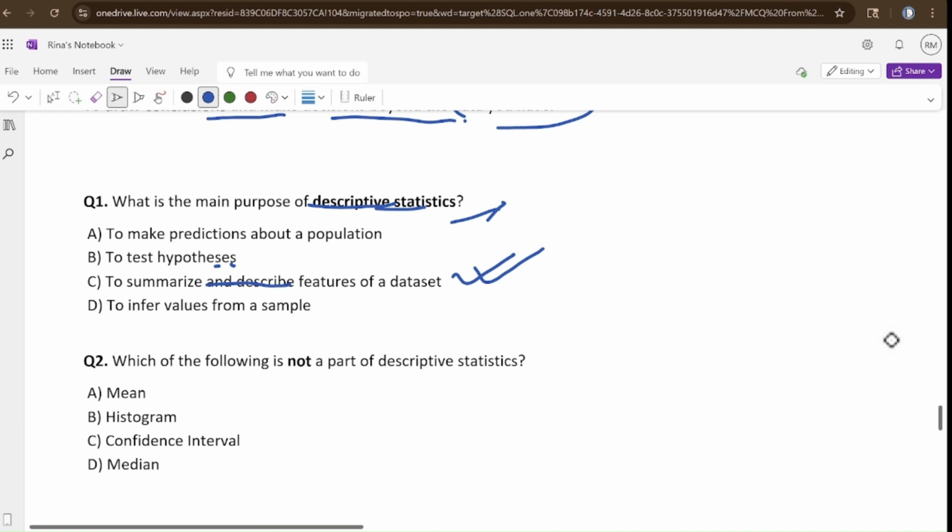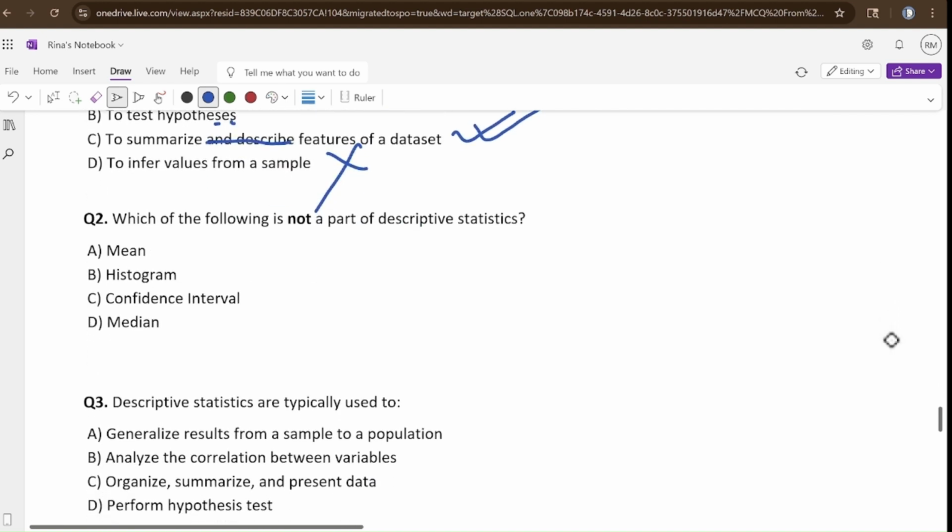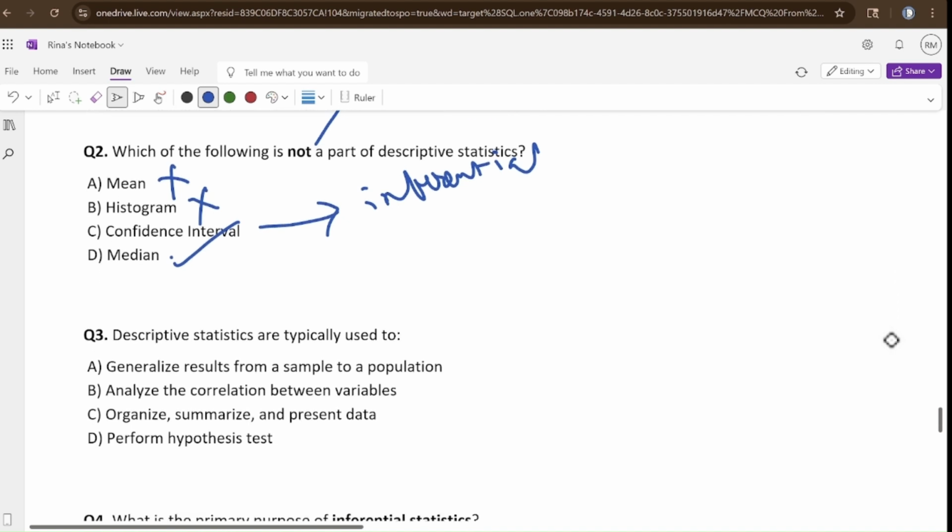To infer values from a sample. No, that is also inferential statistics. Second question. Which of the following is not a part of descriptive statistics? Mean is a part, so it cannot be an answer. Histogram, this is a chart by which we represent data. Confidence interval, this is part of inferential statistics. Okay. We will do more MCQ from confidence interval. Median is also a part of descriptive statistics. So the answer is confidence interval.